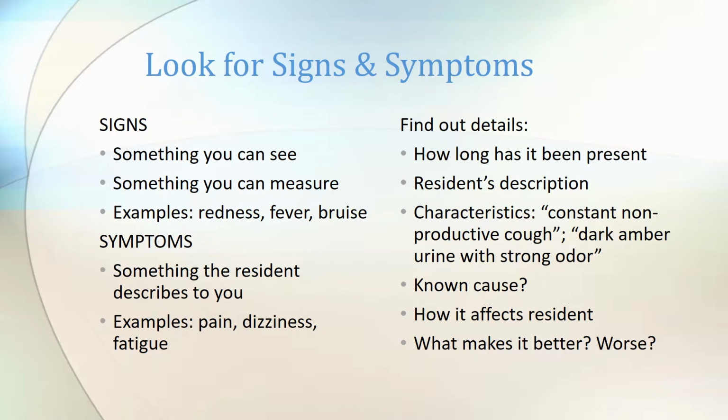When signs and symptoms are present, it's important to find out how long they have been present, the resident's description, characteristics such as constant non-productive cough or dark amber urine with strong odor, the known cause, how it affects the resident, and what makes it better or worse.